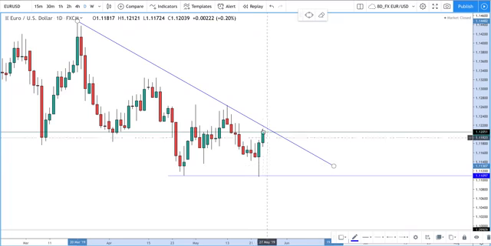And what we can see here is we're coming up to this resistance level, and we're coming up to this resistance of the trend line. So there's 2 resistance levels coming up here.